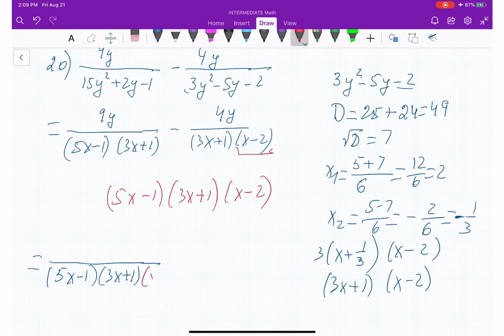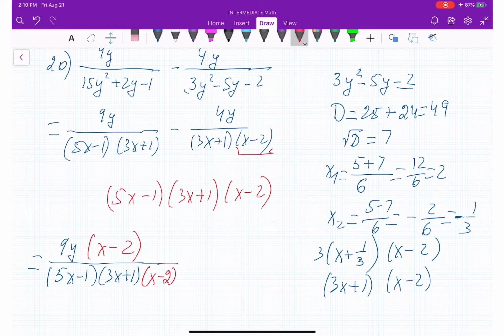I need to add because I don't have it here. And the numerator, I will have 9y times x minus 2. Okay? All right.